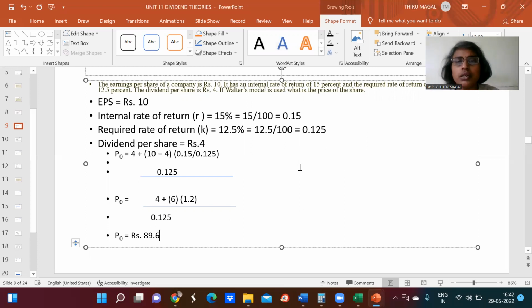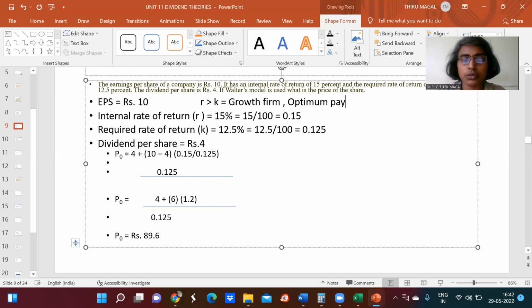Now, as per this problem, R value is greater than K, as per the assumptions of this problem. So when R is greater than K, the company is a growth firm. If it is a growth firm, the optimum payout ratio should be 0.